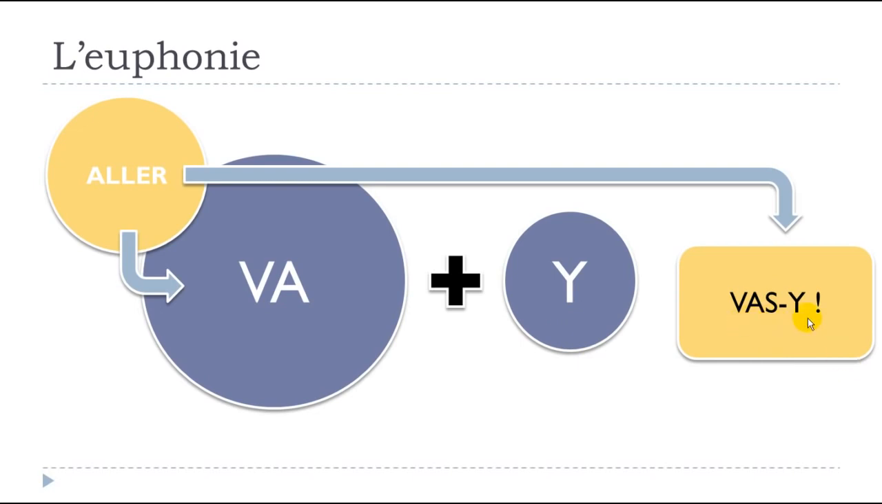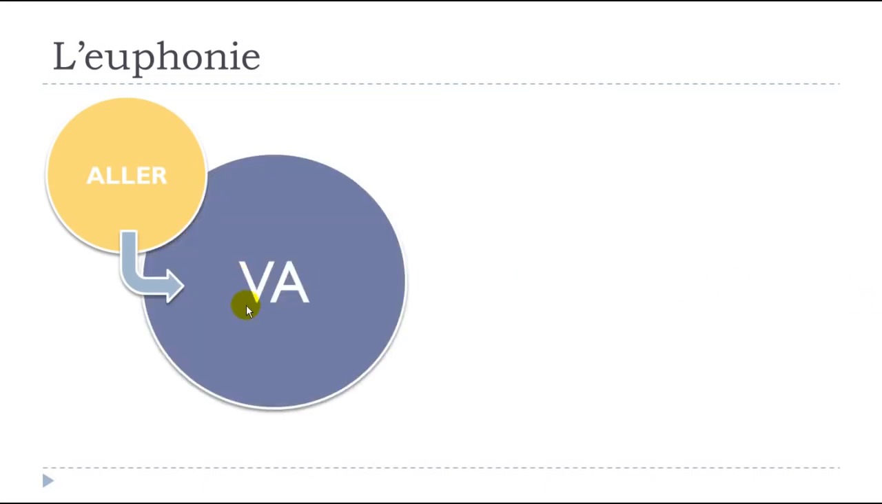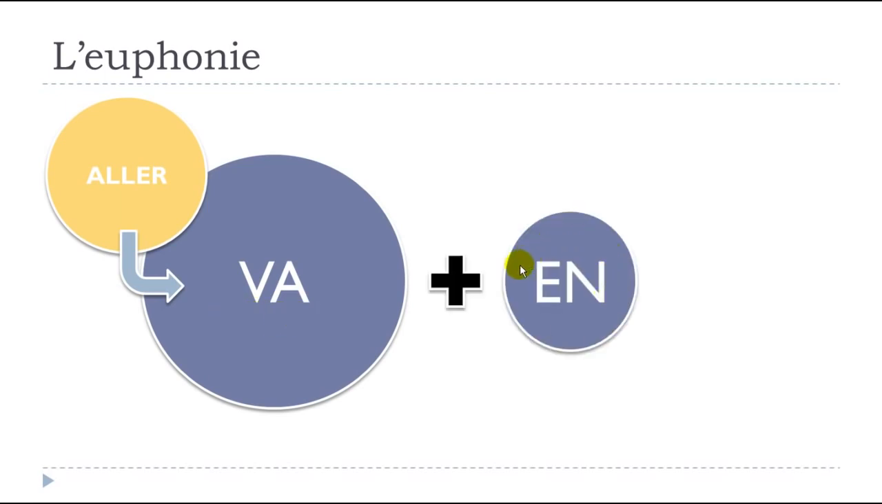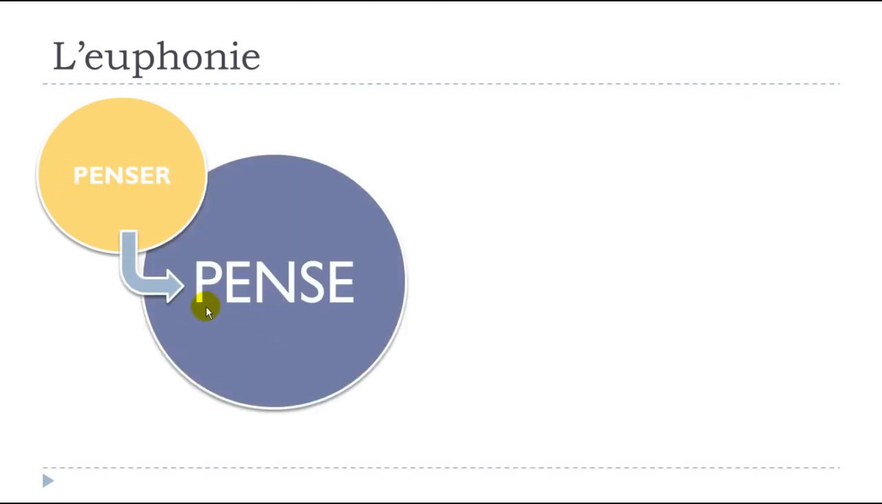Vas-y. All right. So aller is tricky because we've got the second example. As we saw previously, it's va, okay? And then if you combine it with the pronoun en, then it will become va-t'en. So you will keep the normal form, but then you will add this t between the verb and the pronoun: va-t'en.